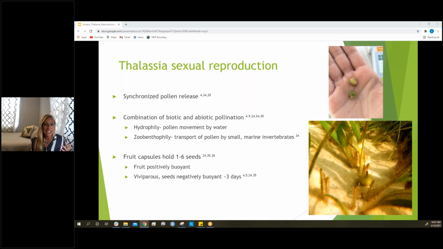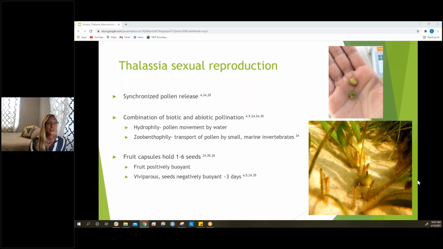So if fertilization is successful, seeds begin to develop inside a fruit capsule. A fruit capsule is pictured here in the bottom photo, and fruits typically hold about 1 to 6 seedlings. When the seedlings are mature, the fruit dehisces or pops open and little seedlings are released. Seedlings are negatively buoyant, so they typically roll around the bottom of the sediment until they find a nice patch to root in. They are viviparous, meaning that they have already germinated while still inside the fruit. Therefore, they root much faster, typically in only about 3 days.